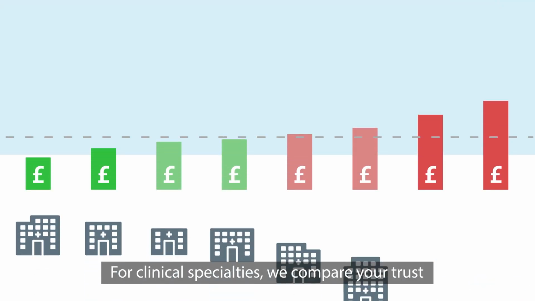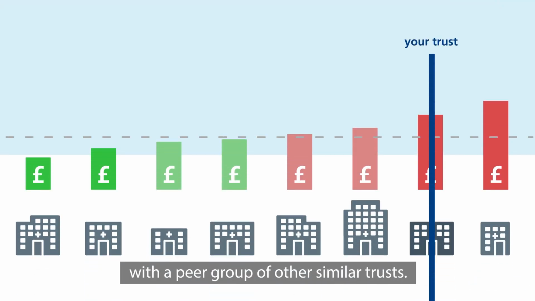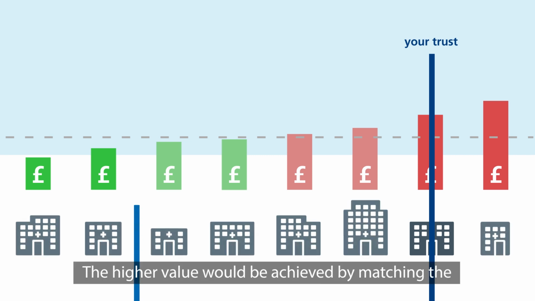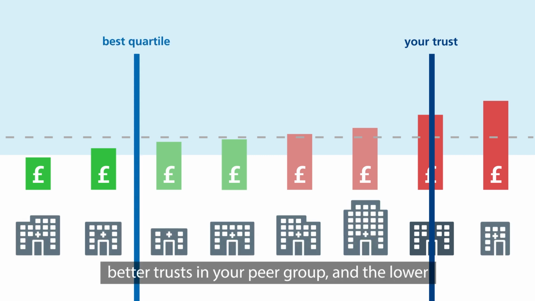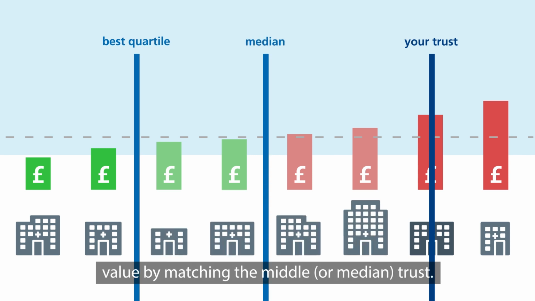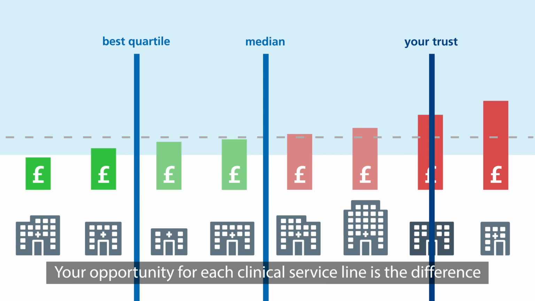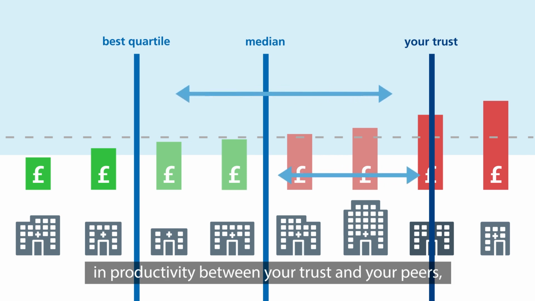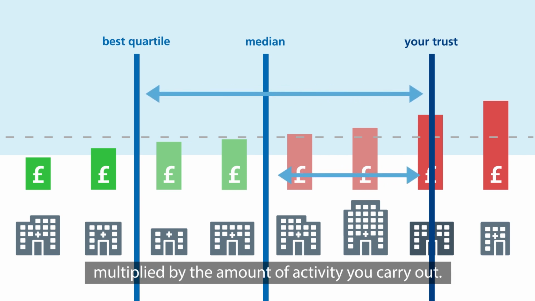For clinical specialties, we compare your trust with a peer group of other similar trusts. The higher value would be achieved by matching the better trusts in your peer group, and the lower value by matching the middle or median trust. Your opportunity for each clinical service line is the difference in productivity between your trust and your peers, multiplied by the amount of activity you carry out.